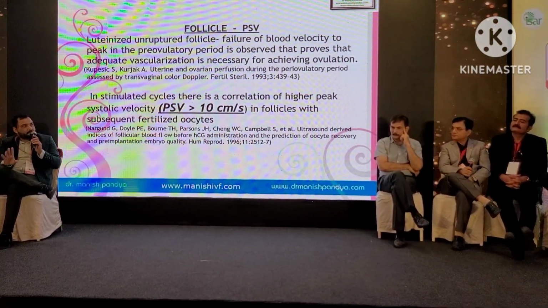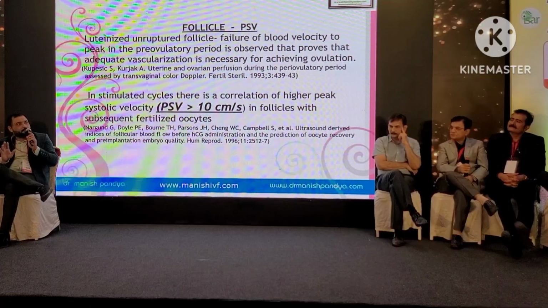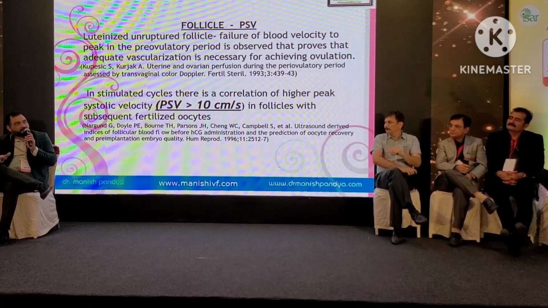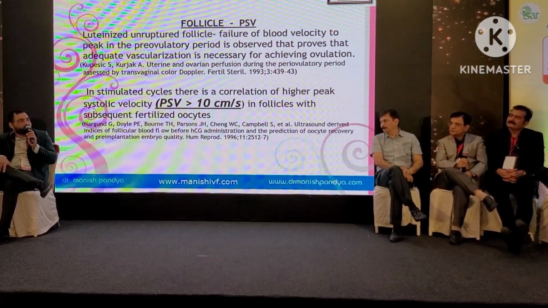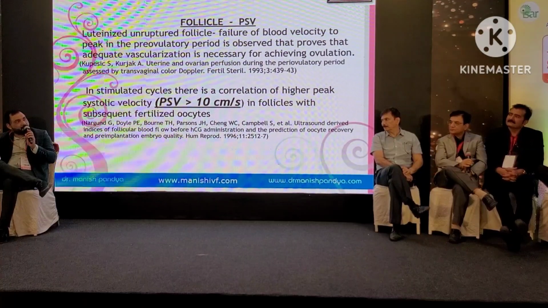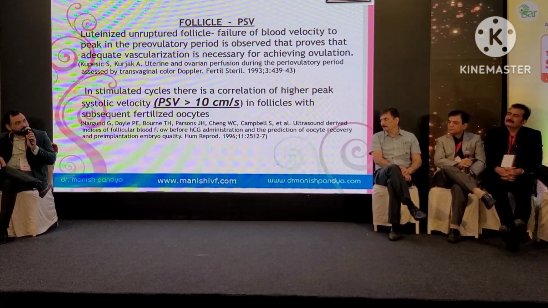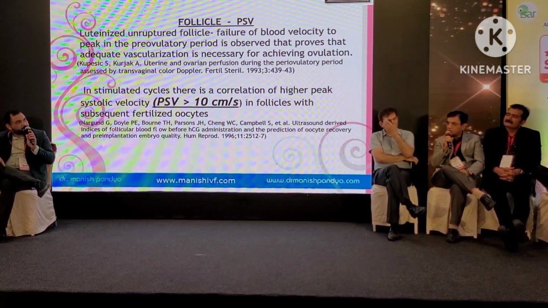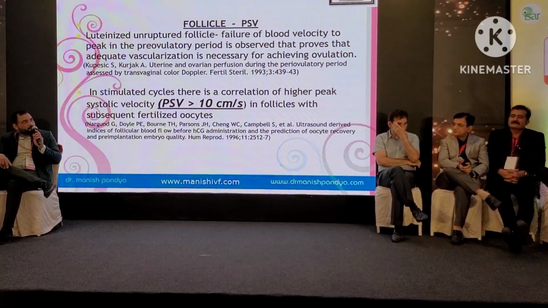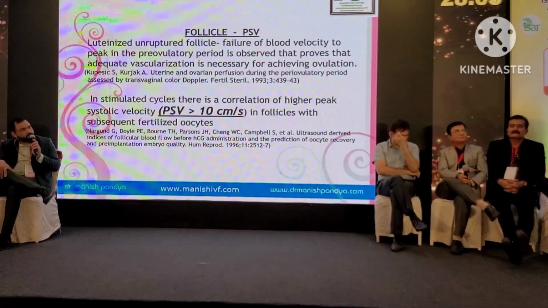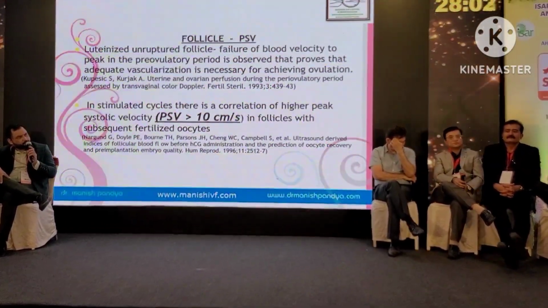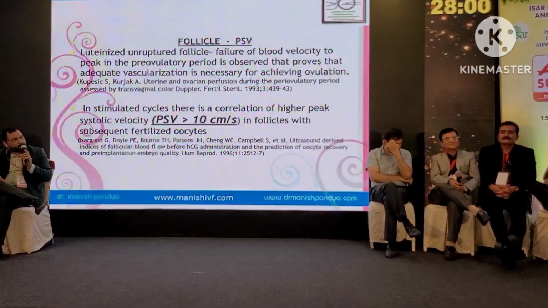I have one question. If on the day of trigger, PSV is suddenly found to be 20, can we predict early rupture? It is a good sign, but we can't say it is an early rupture. Sometimes I want 2 rotis, you want 4 rotis, that may happen. But it should be more than 10.